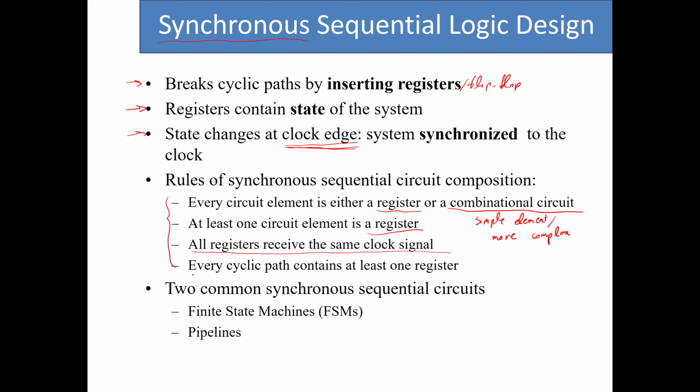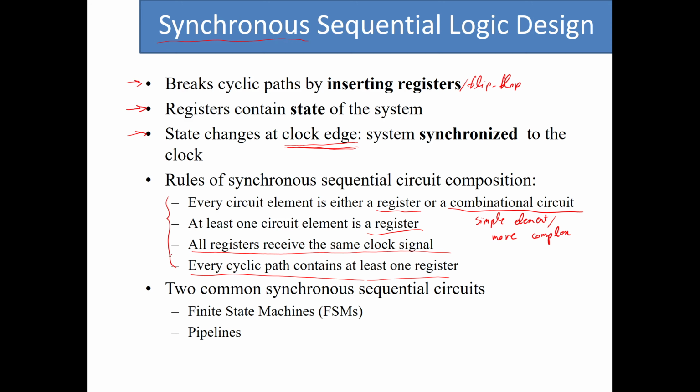And then finally, and this is something that we realized from analyzing the previous example, and we actually had it here too, every cyclic path must contain at least one register. It can have multiple registers, and that is something we will talk about later on, but it needs to have at least one register. And that is true for every cyclic path. So if you have any loop in your circuit, you need to have a register. Otherwise, that circuit is not considered a synchronous sequential circuit.